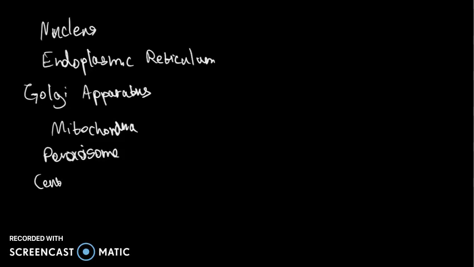Next, we have the centrosomes, which are these structures that have microtubules that go out of it and are useful in cellular division. And these are actually in pairs in animal cells, and they're single and by themselves in plant cells.